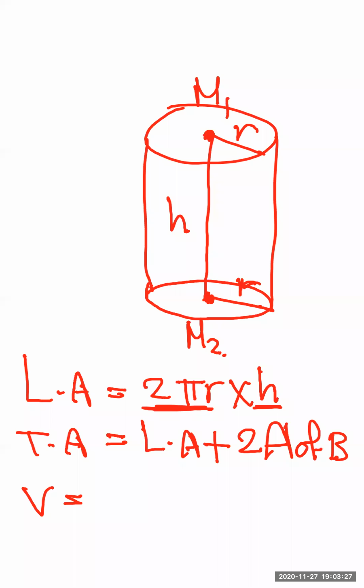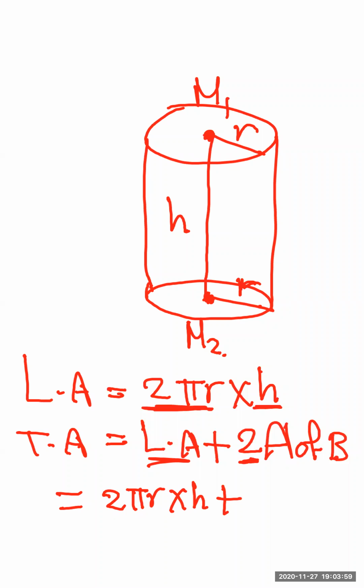This rule reminds me of the total area of the cuboid. It's the same, right? Can you write it? Lateral area plus twice the area of the base. Then what about the volume? But first, to continue, total area will equal lateral area, which is 2 pi r times h, plus twice the area of the base. The base is a circle, so the area is pi r squared. So twice the area is 2 pi r squared.